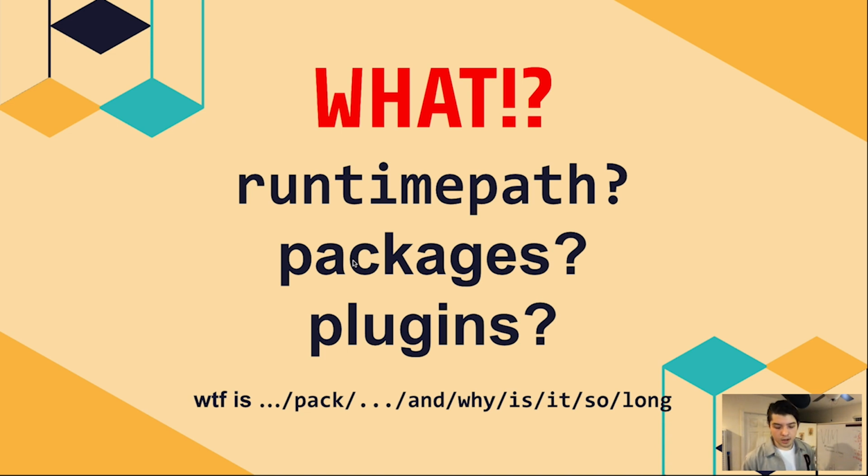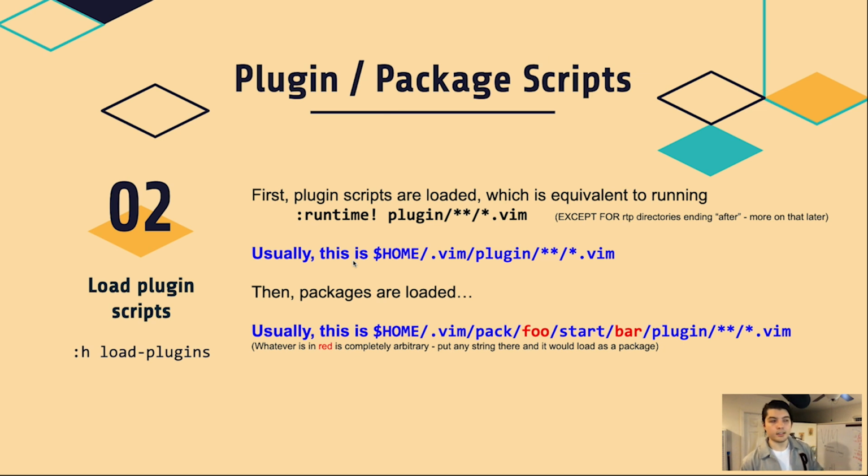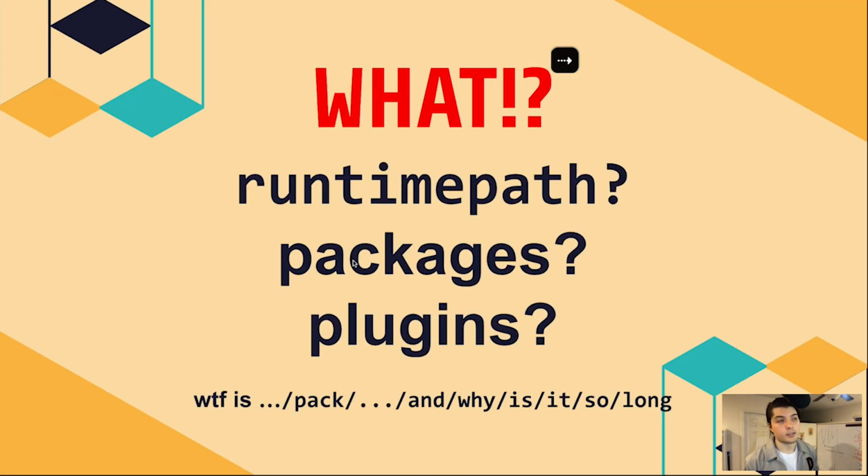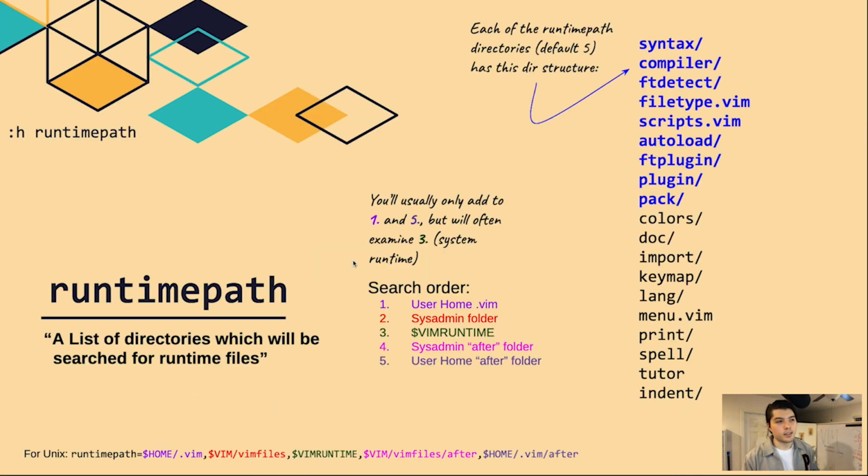So I want you to forget about everything you see in this slide, unless you already know about it if you're an intermediate or advanced user. We're going to focus on something else. We're just going to focus on the runtime path, because I think this is the most important thing to understand. And if you understand this, you'll understand how all the other configuration goodies work behind the scenes. Basically, a runtime path is nothing but a list of directories which will be searched for runtime files. And each of these directories has a certain structure for how these runtime files are sourced or loaded.